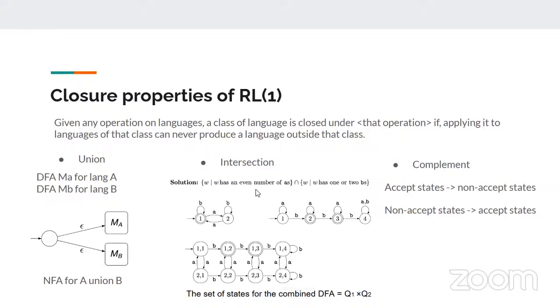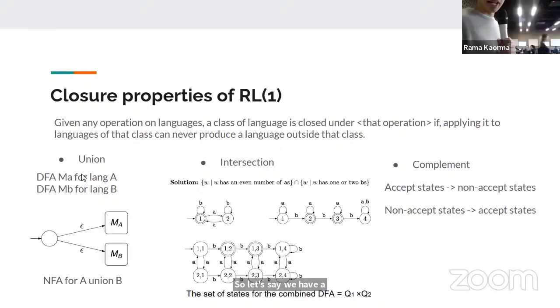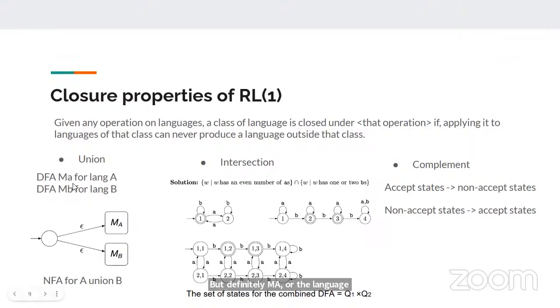So let's say we have a DFA, MA, for language A, and MB for language B, and we can construct an NFA by connecting them using an epsilon transition from the initial state. Then the constructed NFA is recognizing the union of language A and language B.